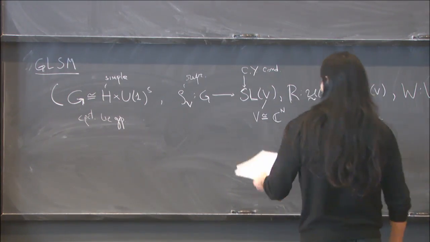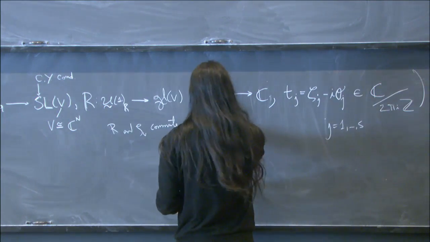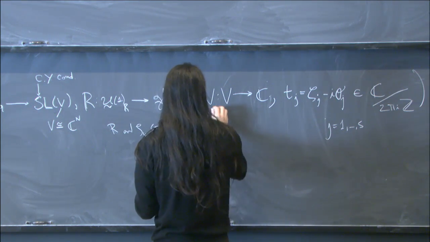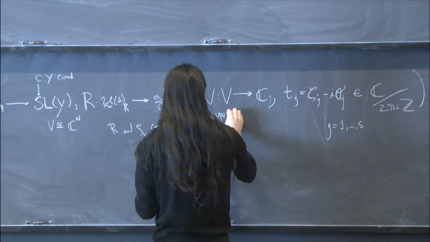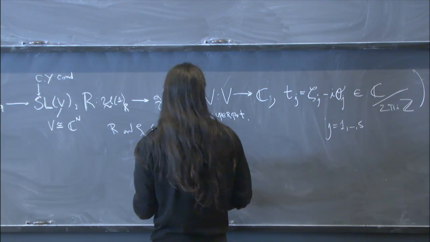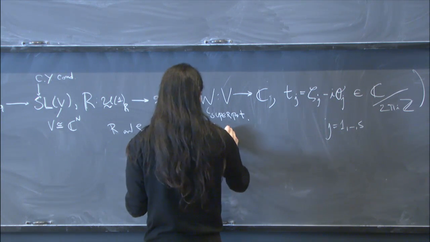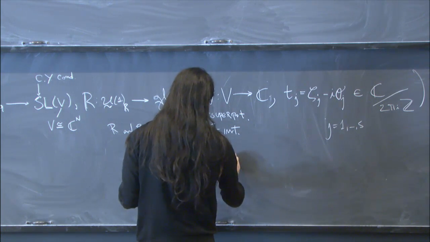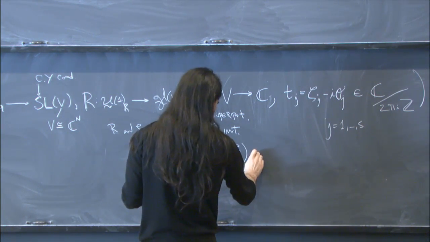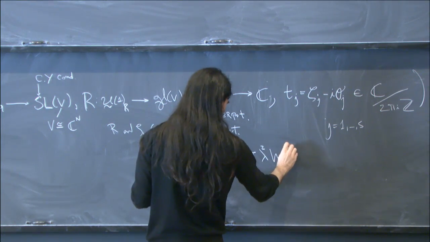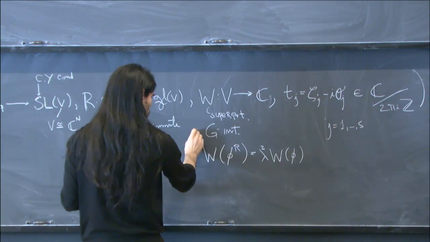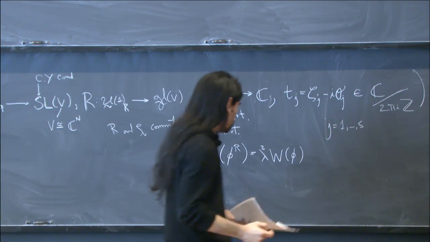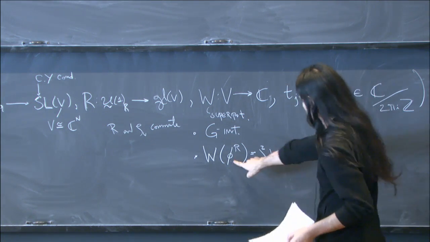Okay? So I have these two representations, the gauge group, and I have some function here from V to C, which is also known as the superpotential. And I want it to be G invariant and to have R charge 2. So these are two conditions on the superpotential. These are coordinates here.